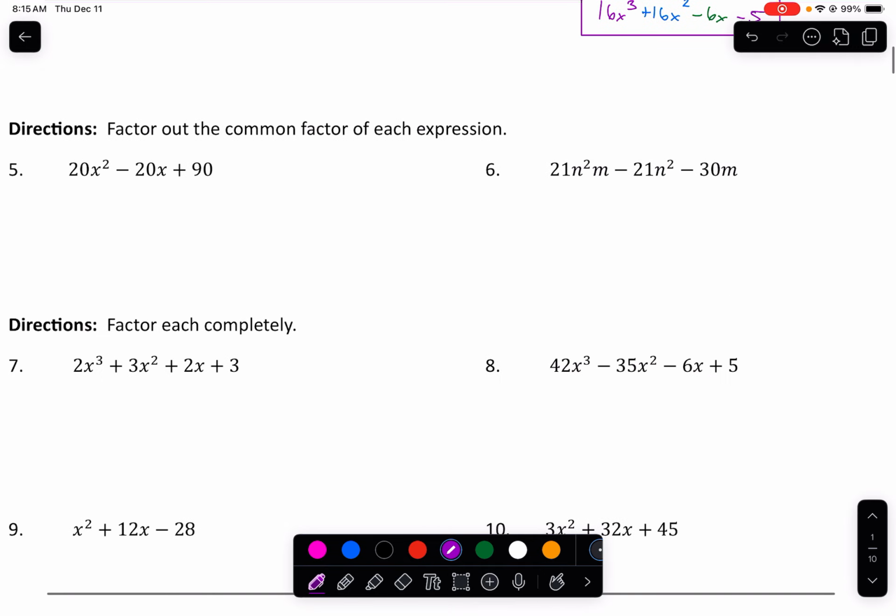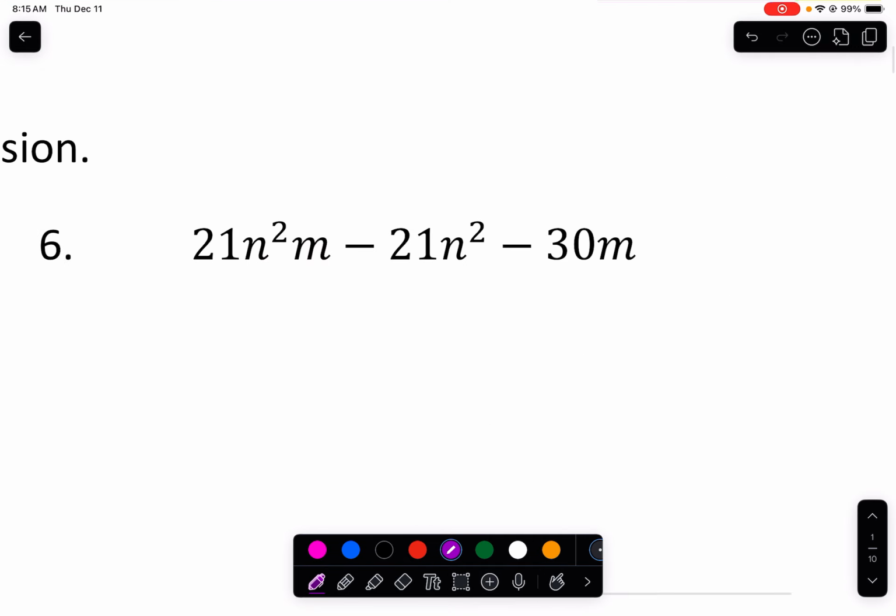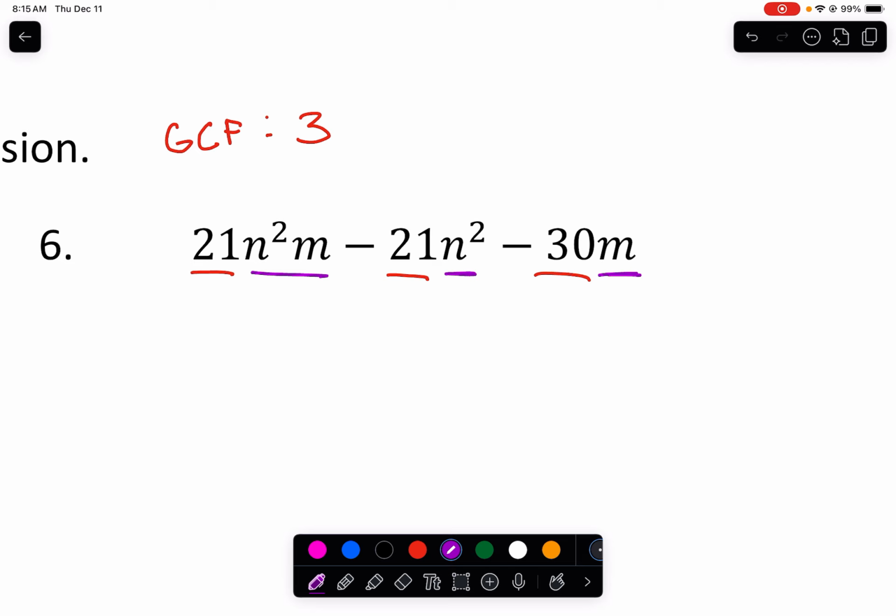All right, let's see. This one wants us to take out a common factor. So first you should look at the coefficients. I got 21, 21, and 30. My greatest common factor here between 21, 21, and 30 is going to be 3. And then I look at my letters, right? What can I take out of all of them? Well, this one has an N and an M, but this one only has an N, and this one only has an M. So I actually can't take an N or an M out. So my GCF here is just 3.